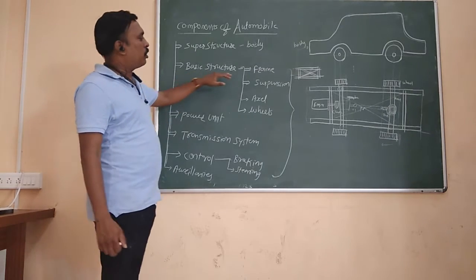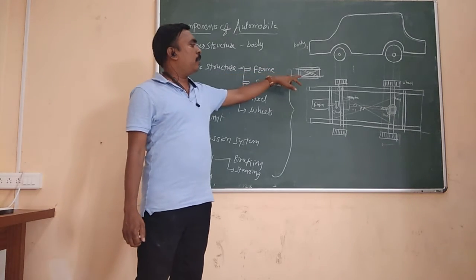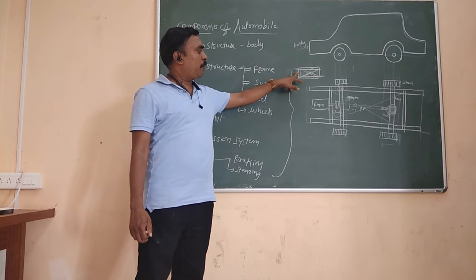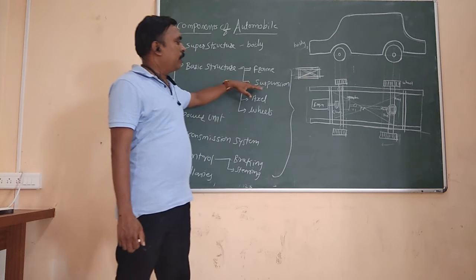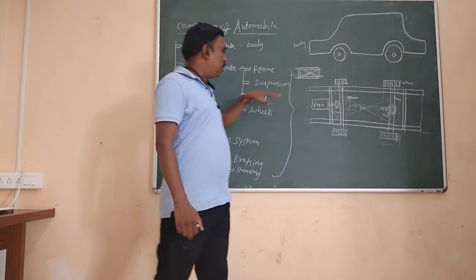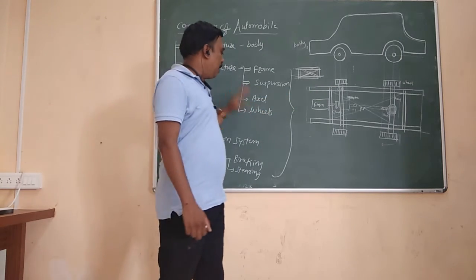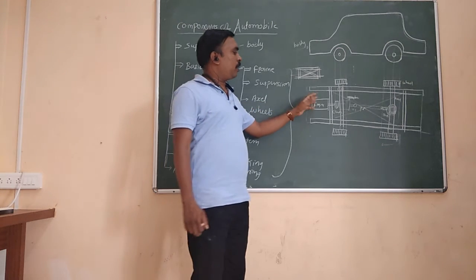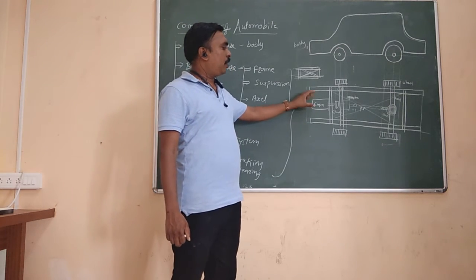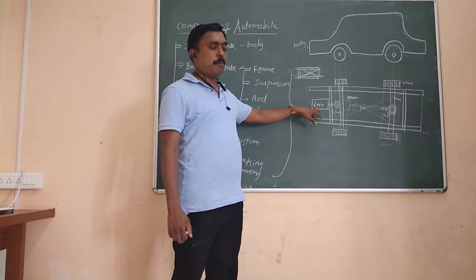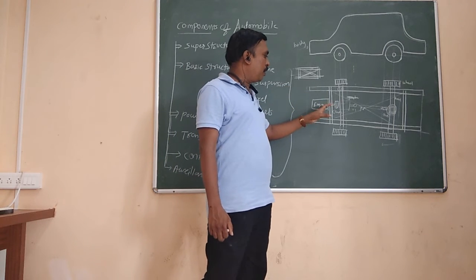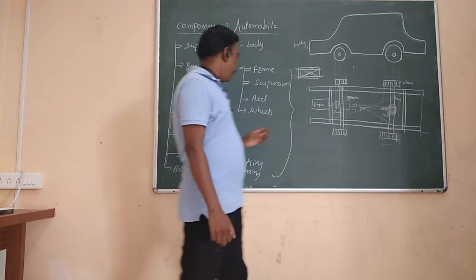So the basic structure consists of the frame. Frame has longitudinal as well as transverse members and cross members. Then the suspension system, then axles, and wheels. Then the power unit, which is nothing but the engine here. This is called the power unit, where the power is generated by burning the fuel, either petrol or diesel or other fuels. That is called the power unit.